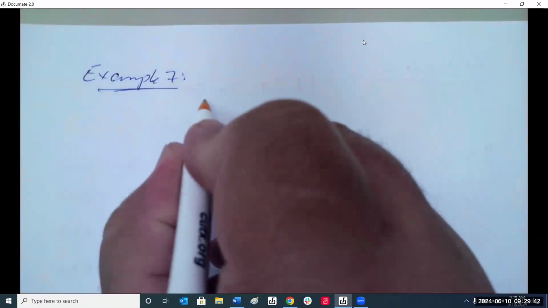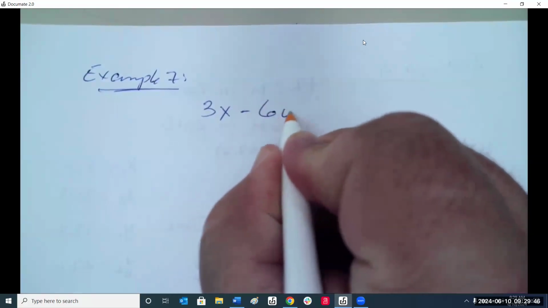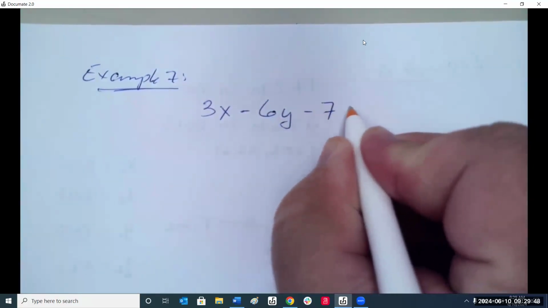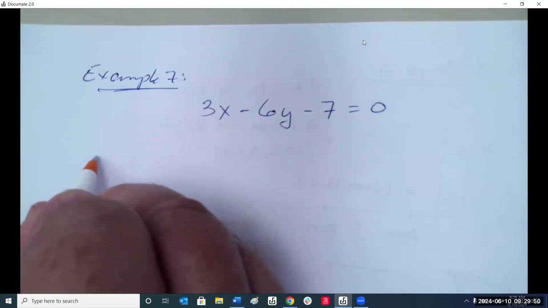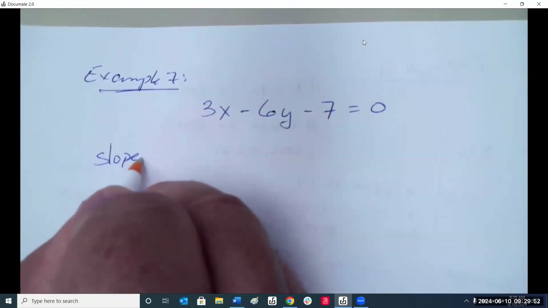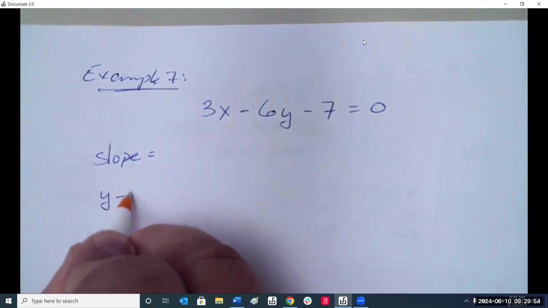All right, let's look at example number 7. Same questions here. What is the slope? And what is the y-intercept?